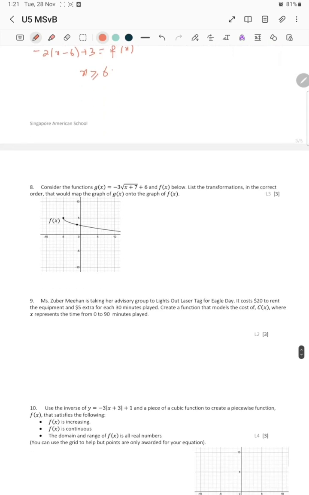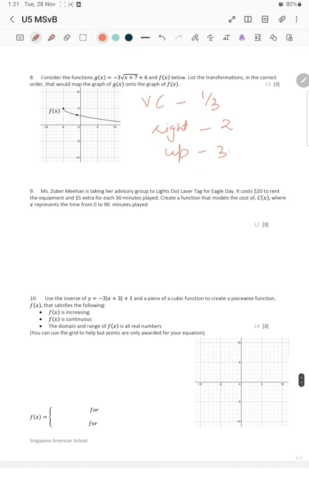Consider the function g of x and f of x. List the transformations in the correct order. So first of all, vertical compression by 1 by 3, and move right by 2 and up by 3.